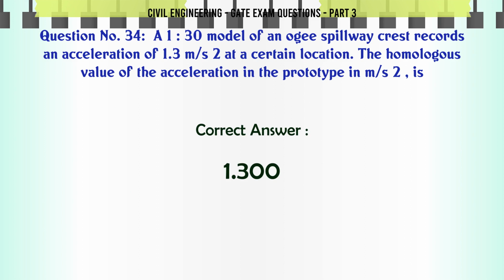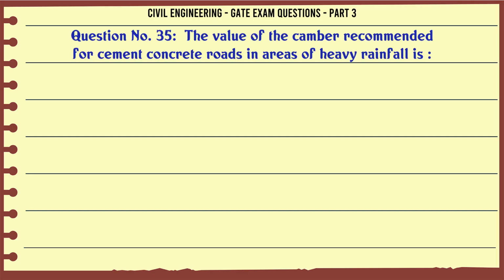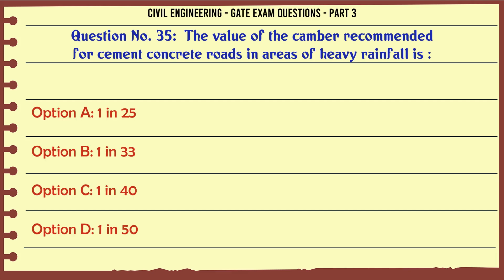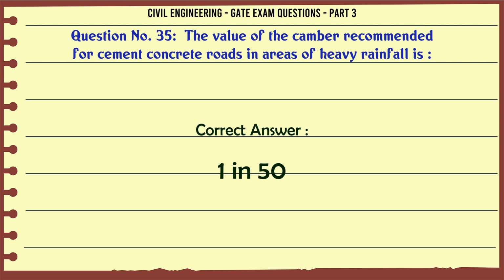1.300. The value of the camber recommended for cement concrete roads in areas of heavy rainfall is: A. 1 in 25, B. 1 in 33, C. 1 in 40, D. 1 in 50. The correct answer is 1 in 50.